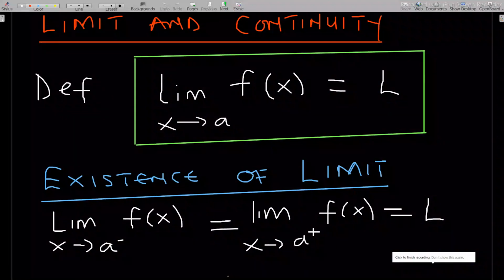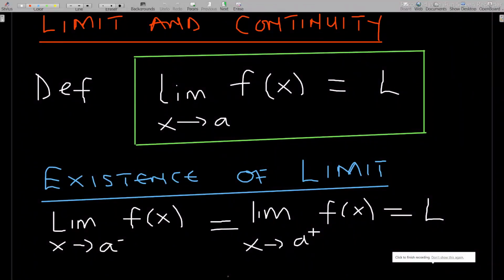Hello, welcome to this lesson of our study of calculus 1, particularly in limits and continuity.